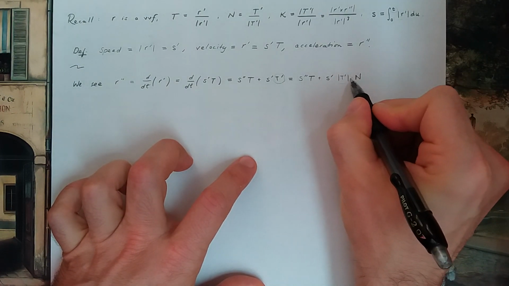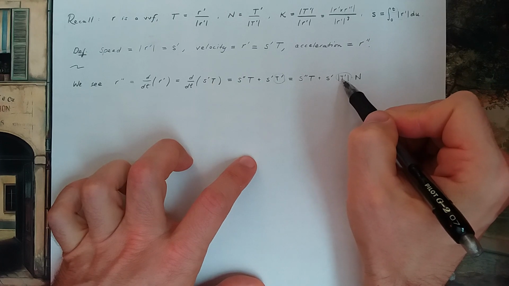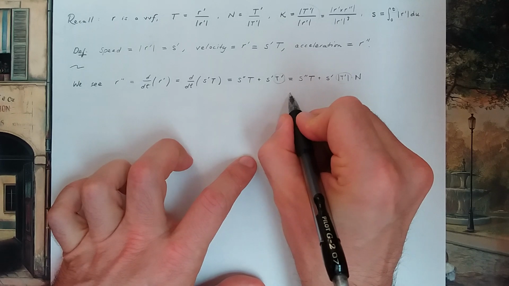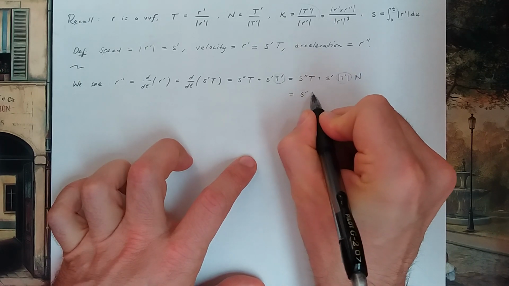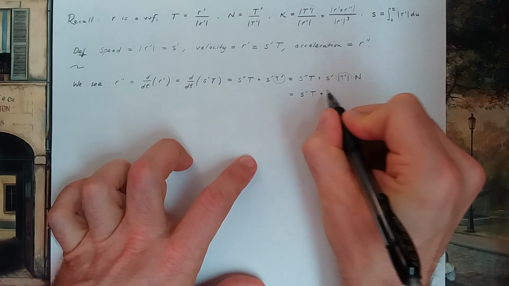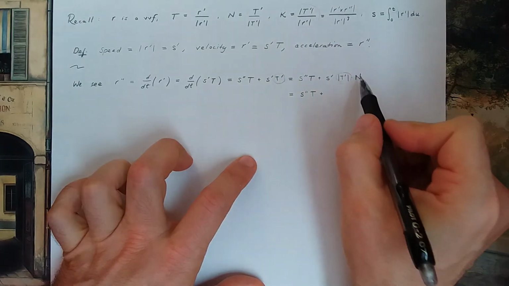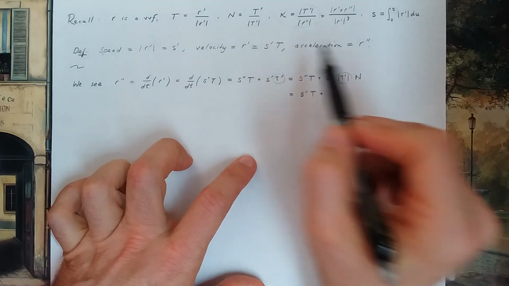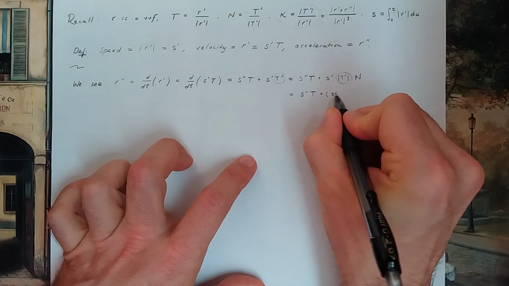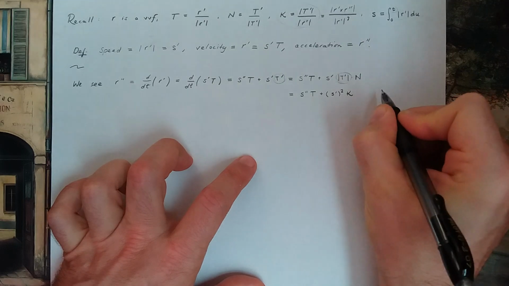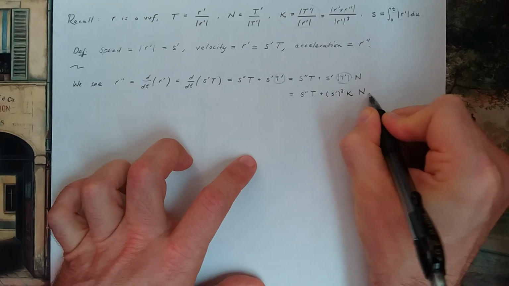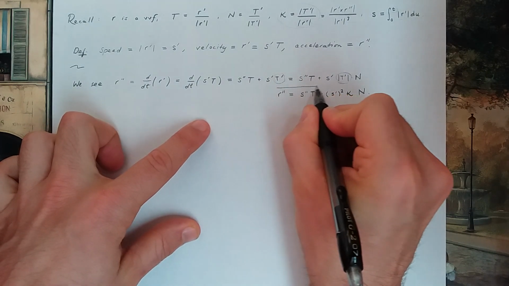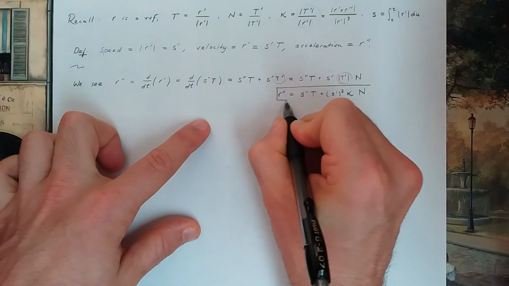I could take the magnitude of the derivative of the unit tangent vector and write that in terms of the curvature kappa. So this is s double prime t. When I take this and write it in terms of kappa, I get an extra factor of the speed, so I'll get s prime squared kappa n. So this is my desired expression for the acceleration of my vector valued function.